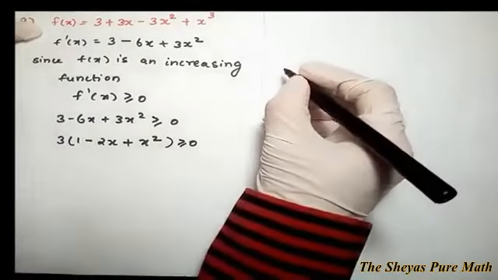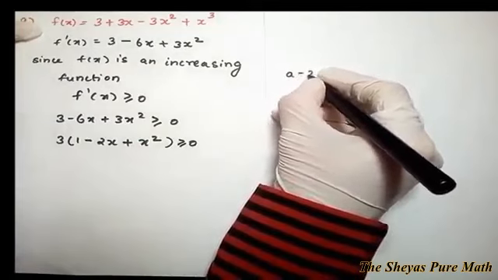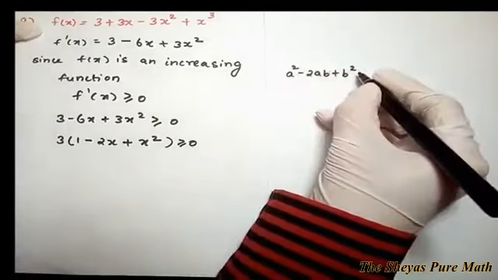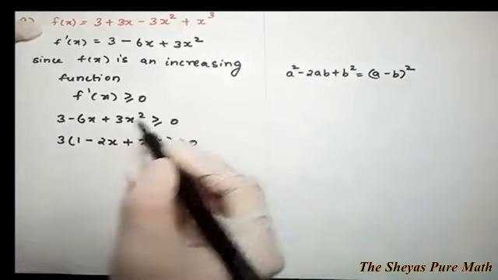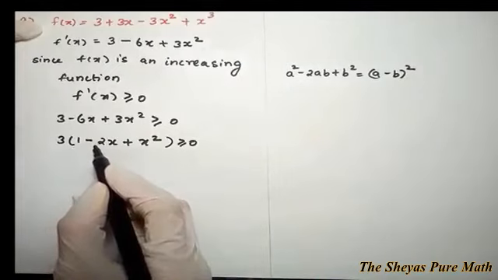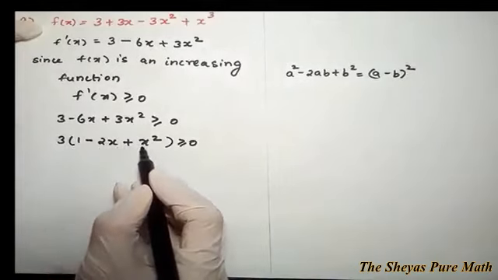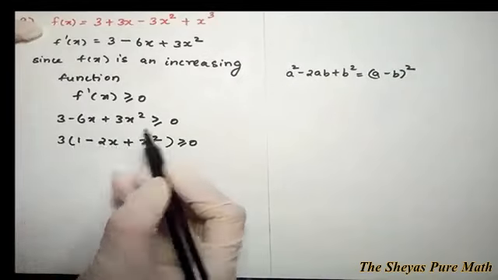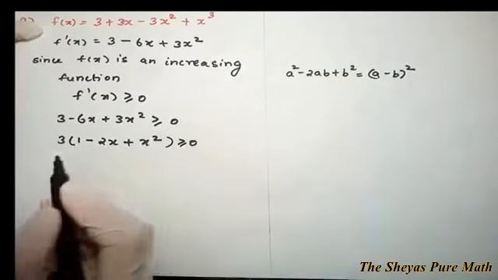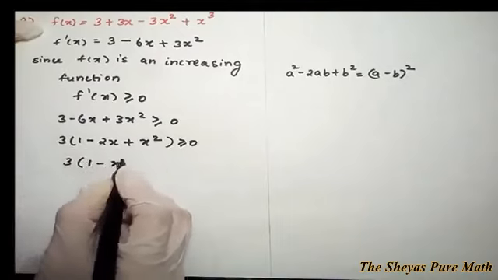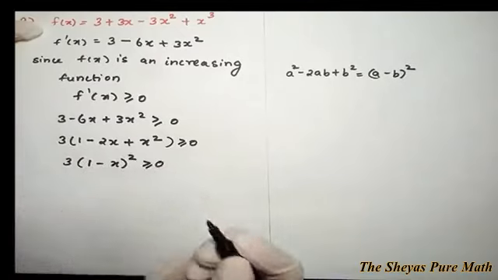So here, do you remember the formula? a square minus 2ab plus b square can be written as a minus b the whole square. So in the place of 1, you can write it as 1 square. 1 square is nothing but 1. So minus 2ab, and b is x here. So 1 square minus 2ab plus b square can be written as a minus b the whole square. So here a is 1 and b is x. So I am writing it as 1 minus x the whole square greater than or equal to 0.